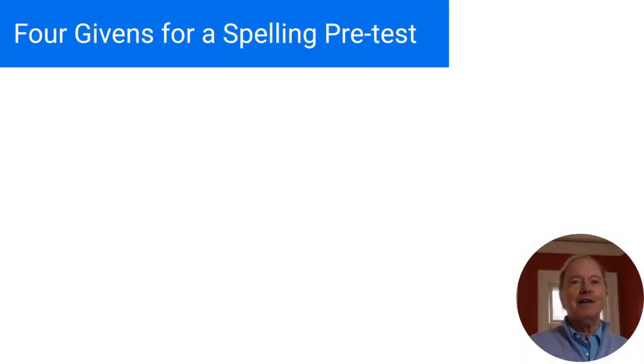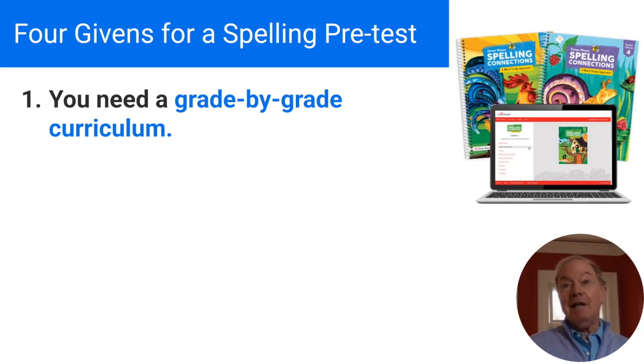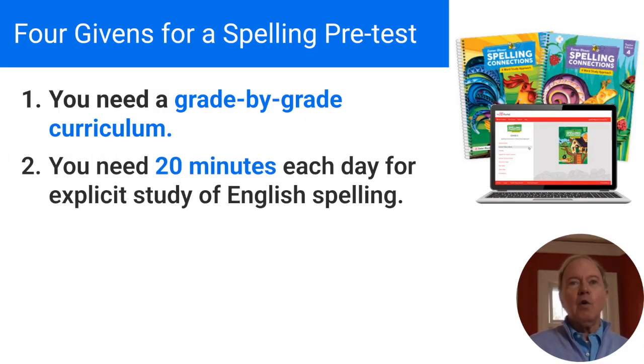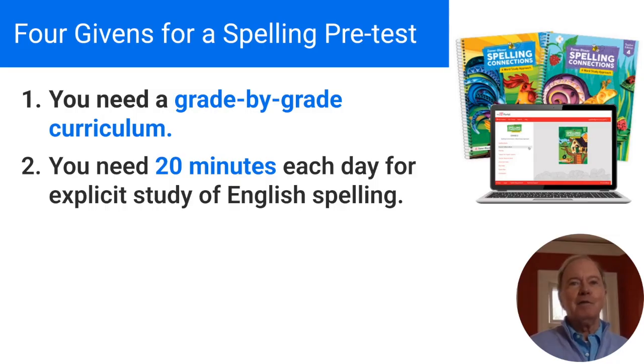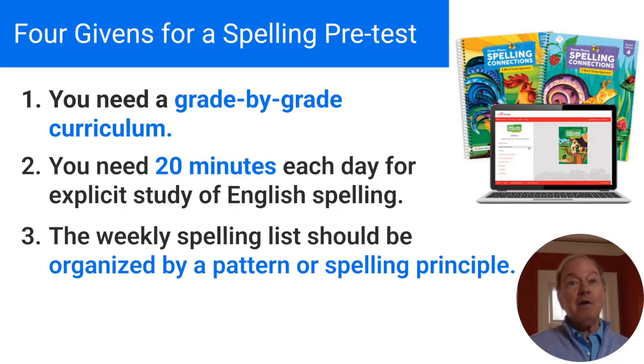Let's start with 4 givens. First of all, you need a grade-by-grade curriculum. You can't just teach spelling off the top of your head. Secondly, you need 20 minutes each day for explicit study of English spelling as recommended by research. On Monday, devote 20 minutes for the spelling pretest. The third given required for the spelling pretest is the weekly spelling list should be organized by a pattern or spelling principle, which is the lesson objective to be studied for the week. Let me explain and show you why.